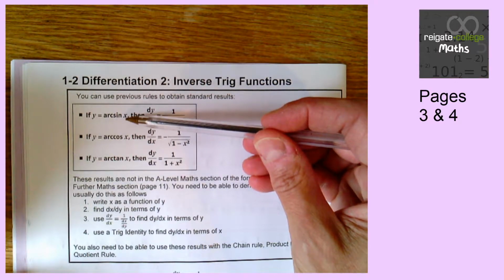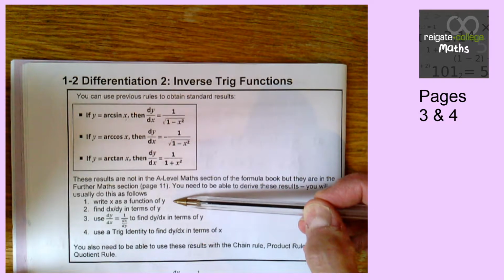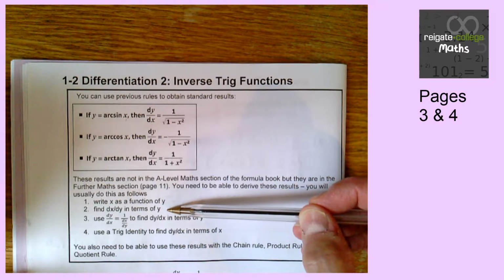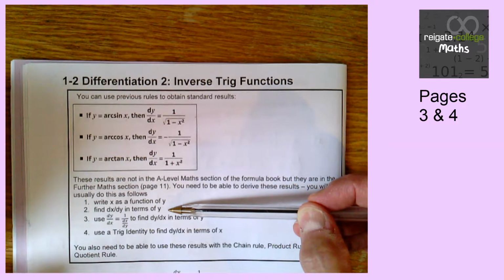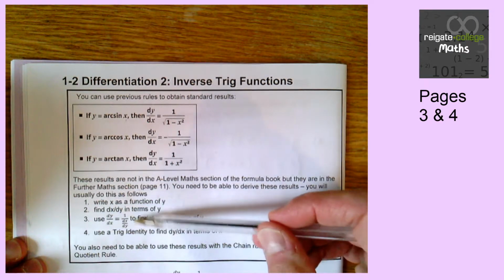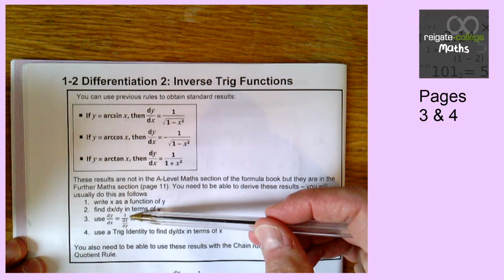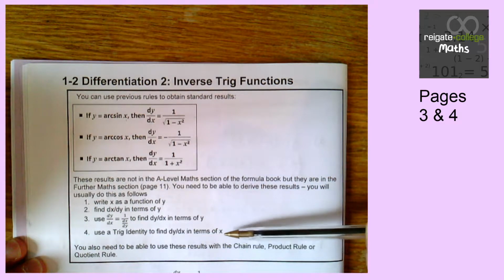So if y equals arc sine of x, or arc cos of x, or arc tan of x, what we're going to do first is write x as a function of y. Then we're going to find not dy by dx, but dx by dy. We've effectively got those variables the opposite way round from the way we usually do. Then we're going to use this result, which you must remember. It's absolutely crucial. dy by dx equals 1 over dx by dy. And then usually we're going to be using a trig identity.